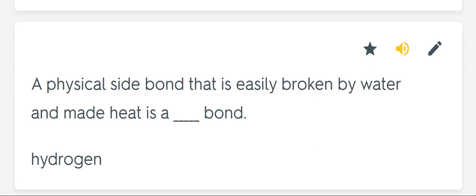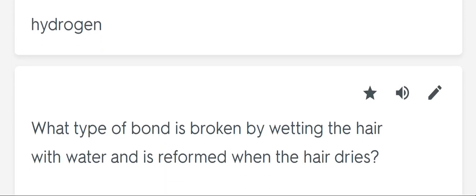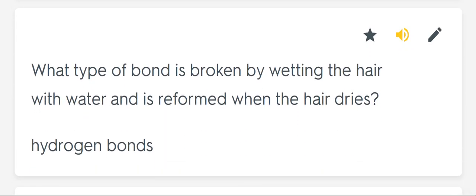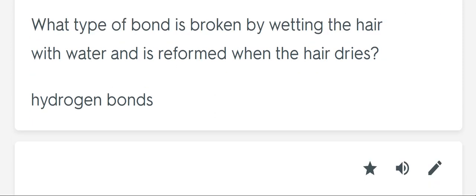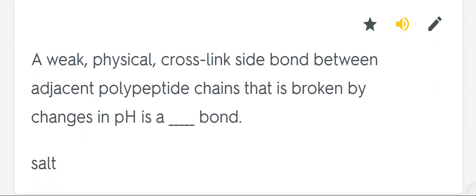A physical side bond that is easily broken by water and heat is a hydrogen bond. What type of bond is broken by wetting the hair with water and is reformed when the hair dries? Hydrogen bonds. A weak physical cross-link side bond between adjacent polypeptide chains that is broken by changes in pH is a salt bond.